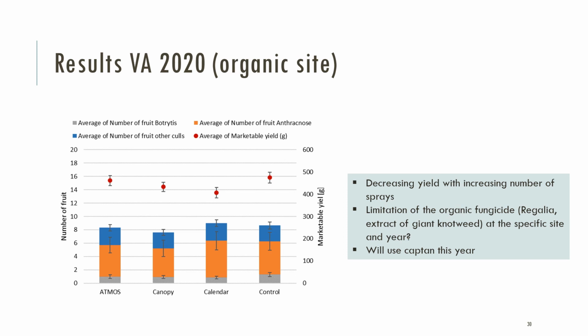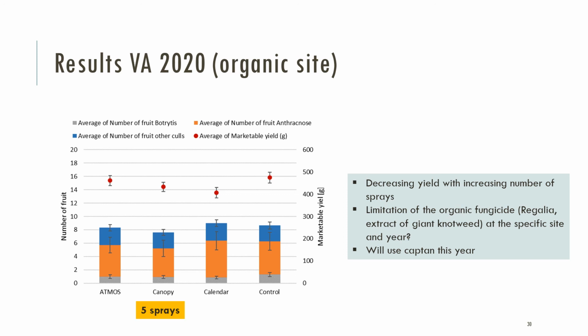For the Virginia side, the yield results look quite different. At the Virginia side in 2020, we only used an organic fungicide. It's called Regalia and it's an extract of giant knotweed. It's a plant growth and defense promoter that is labeled for the control of botrytis. However, in our trial, we saw that the fungicide didn't control the disease at all.